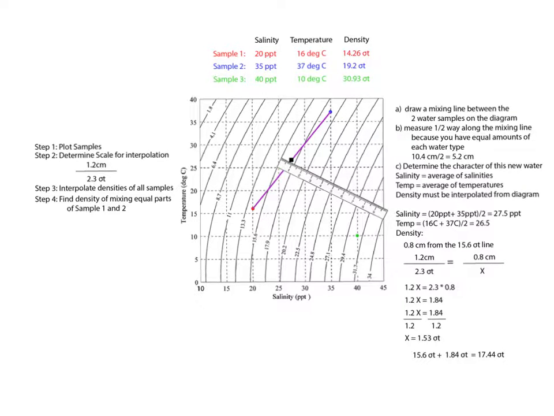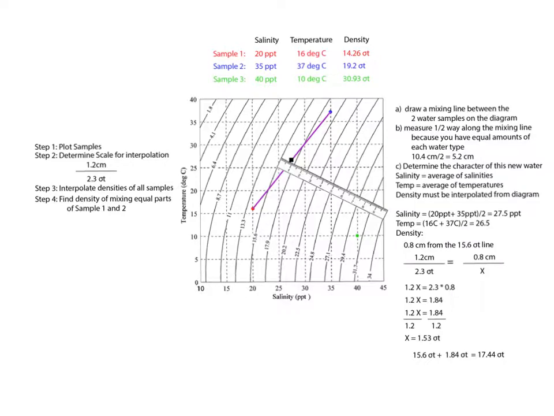Once again, that line does not fall right on one of the lines of equal density, so we need to interpolate what the density will be. In this case, because we mixed half and half of the exact same sample, we can actually calculate the temperature and salinity very simply, and that is by just taking the average of the two. Temperatures and salinities can be used this way. However, density must be interpolated from the diagram.